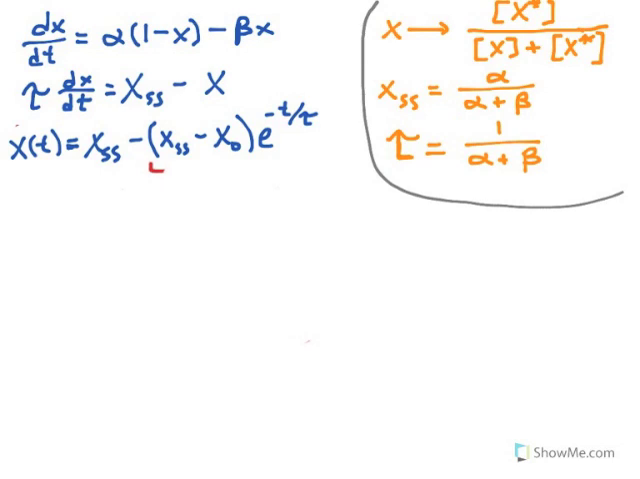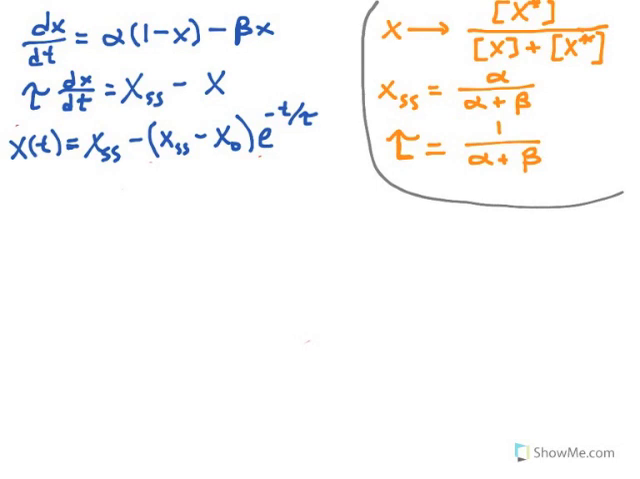Now, what happens when t equals 0? Well, when t equals 0, then this term here is equal to 1, and that would mean that these two terms, xss, are going to cancel. And negative times negative, we are just left with x0. So at time 0, we have our initial condition, and that's pretty important. If that wasn't the case, we would have an issue. Okay, so this equation is making sense to us so far.